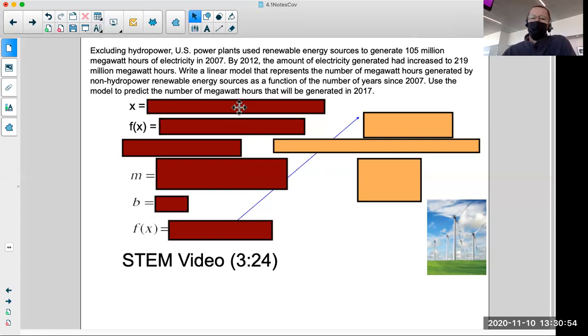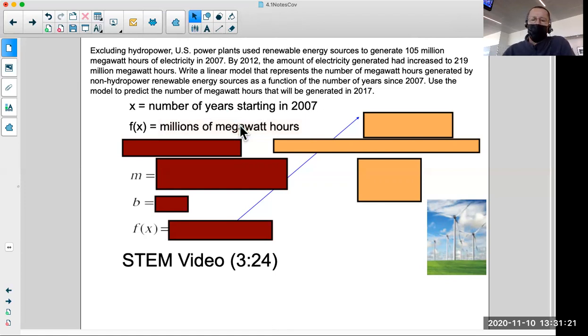Okay. So let's assign and define a variable. What should x represent? Hopefully you said the number of years since 2007. Okay. So what are we going to do in terms of figuring out how to get this? Well, what is f of x? F of x represents what? Hopefully you're talking about the millions of megawatt hours, right?